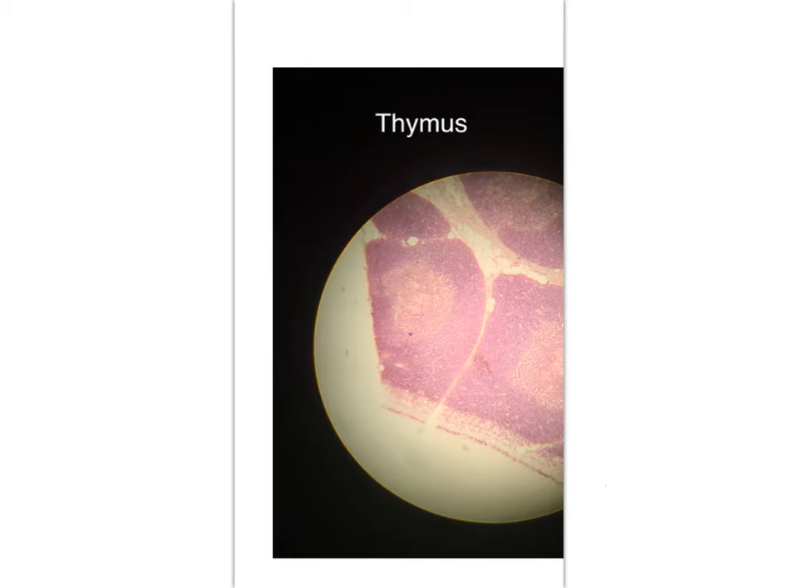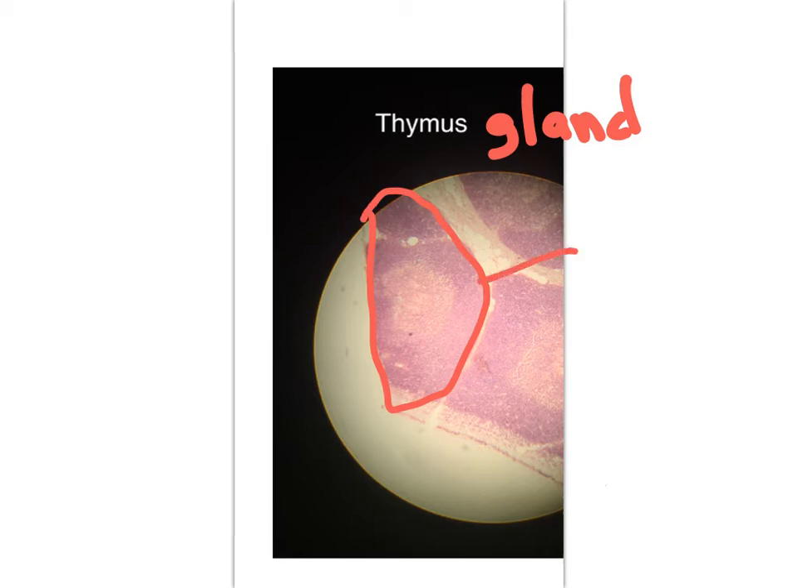So our first one here is the thymus gland, and there are 3 terms we want to know for this slide. That's going to be the lobule, the cortex, and the medulla. Let me outline a lobule. So our thymus gland is composed of multiple small lobular structures called lobules. Okay, so there's one here, and if you were to trace another one, let me get this.